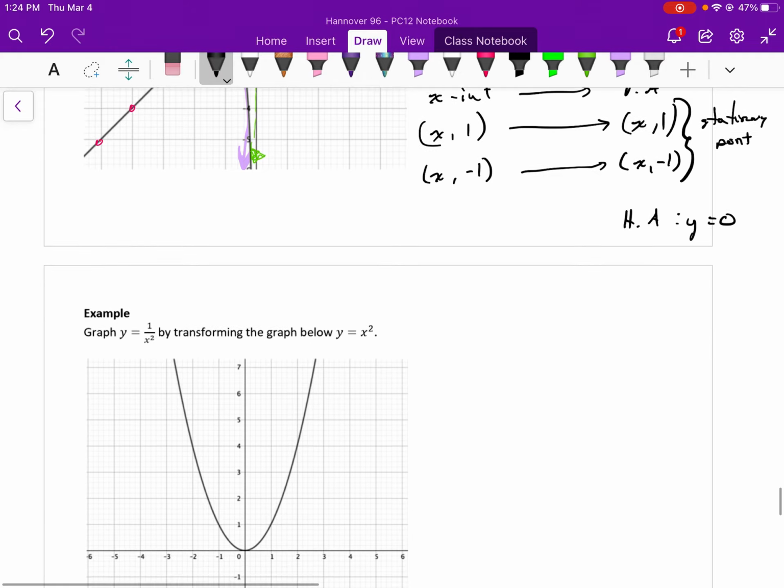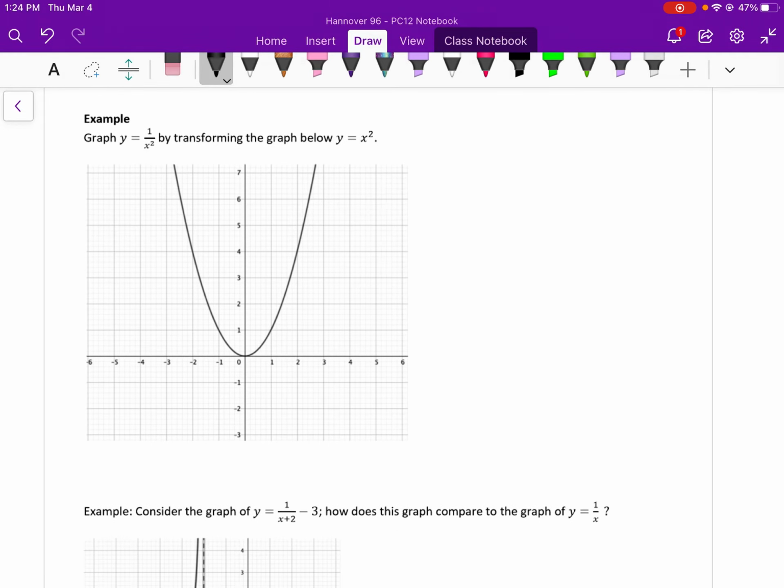So let's maybe look to graph this. We're going to graph y is equal to 1 over x squared by transforming the graph below. And the graph below is y is equal to x squared. So I know that you can graph this function using rational functions ideas. You could identify the horizontal asymptote, you can identify the vertical asymptote, and then you can plug in random values and you would get the correct graph. That would probably be the best way. However, I'm in 9.1, which is reciprocal functions.